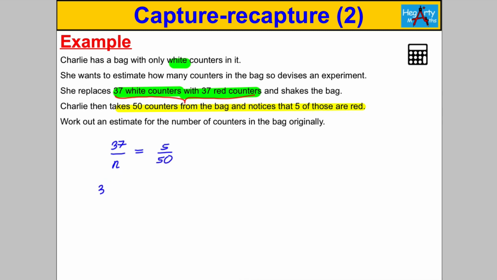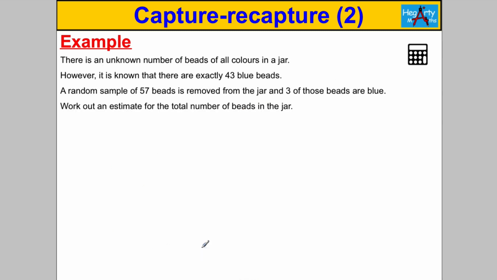So cross multiplying, we get 37 multiplied by 50 is going to equal 5 multiplied by n. So n is going to equal 37 multiplied by 50 over 5. And when you do that, you get yourself that n is equal to 370 counters, and you're done. Next one, pause and have a go.